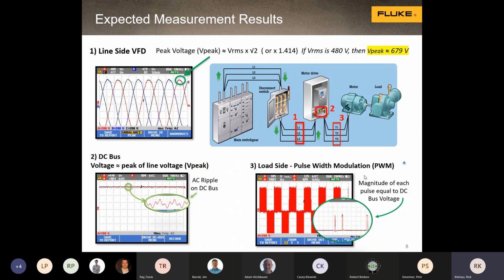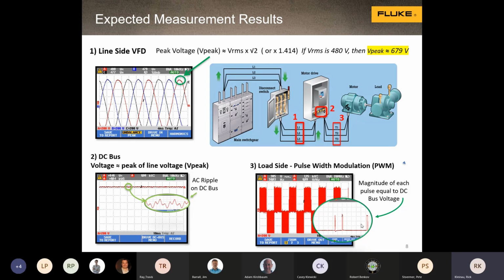But then the output, this to me is the really interesting part. This is the pulse width modulation. This is the voltage coming out of the drive. It looks like red smudges on the scope here, but each one of these smudges is really a string of pulses. So that's a string of pulses that are positive, a string of pulses that are negative, and then back to positive. If I zoom in on this with my scope, what I'll see are just the individual pulses.